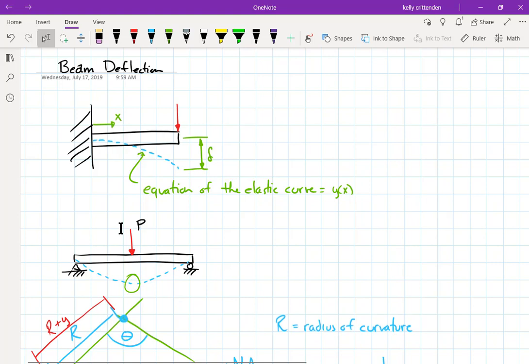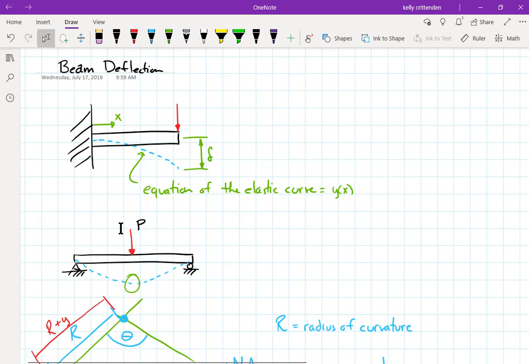Technically, the simply supported beam would need two different equations, one for the left-hand side of the point load and one for the right-hand side of the point load. The thing is that they would be symmetric. If that point load's in the middle of the beam, the center of the span, then it would be the same equation on either side, just in reverse.